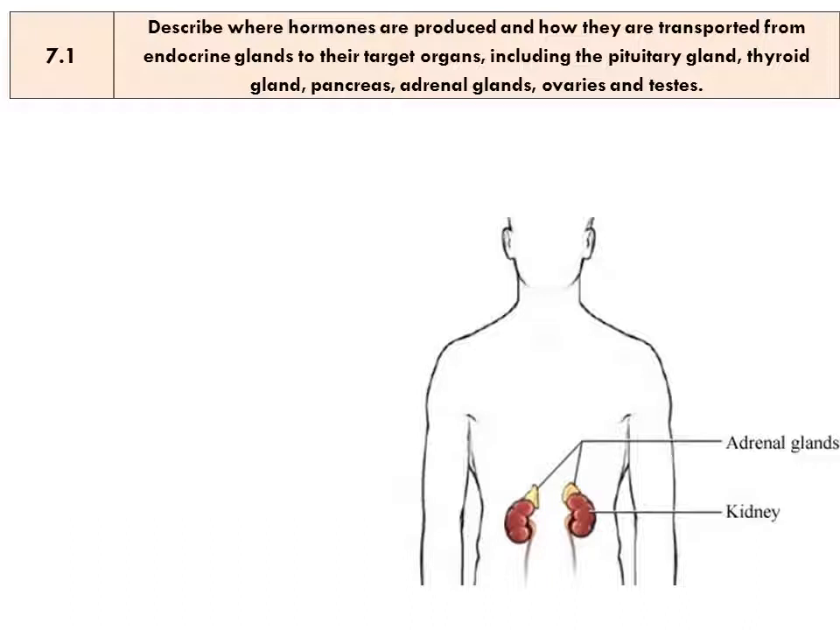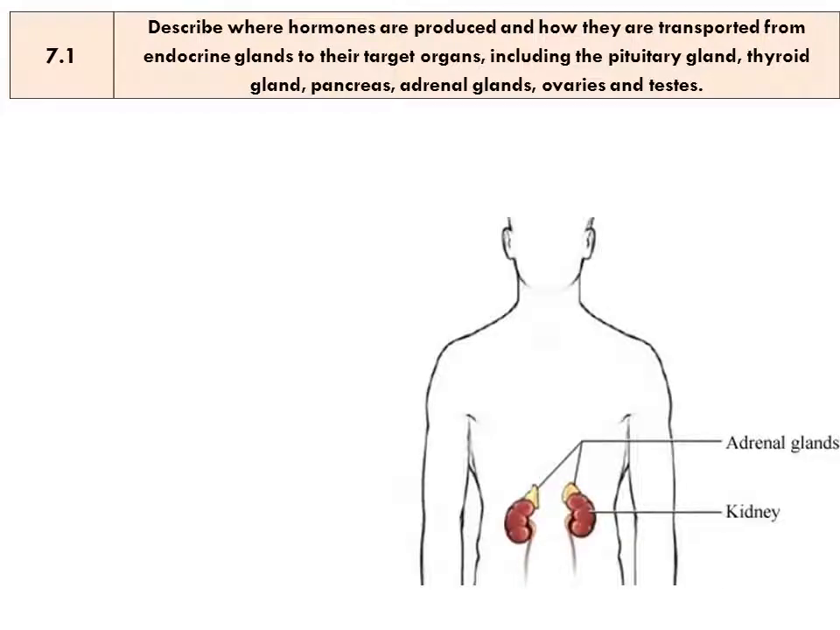Now, what we're going to have a quick look at is a simplified version of just one of these endocrine glands. Now, the word endocrine gland, endocrine just means hormone. So when we talk about an endocrine gland, we're talking about something that releases a hormone. In this example here, we've got the kidneys, and above the kidneys, we've got what's called the adrenal glands, and they release the hormone adrenaline.